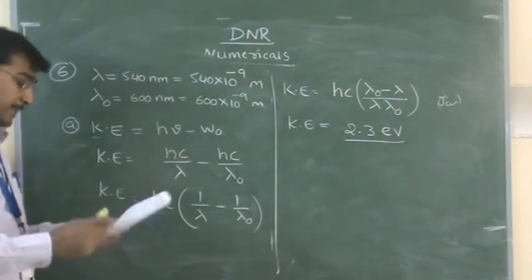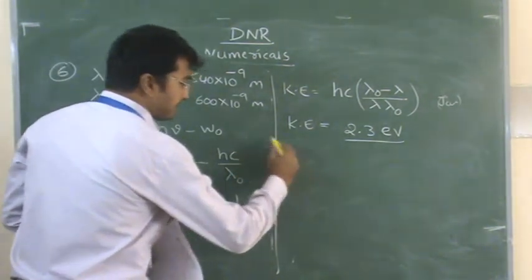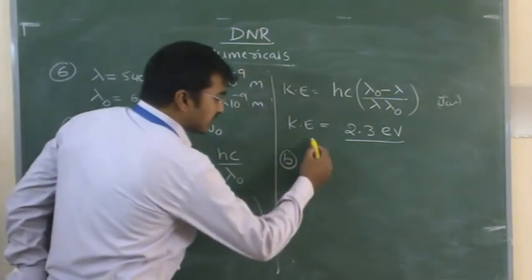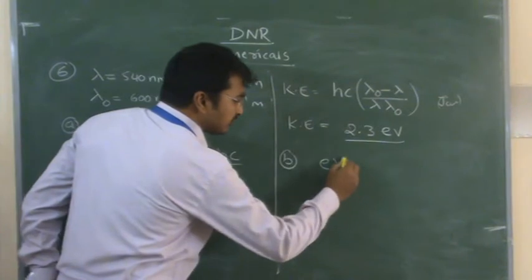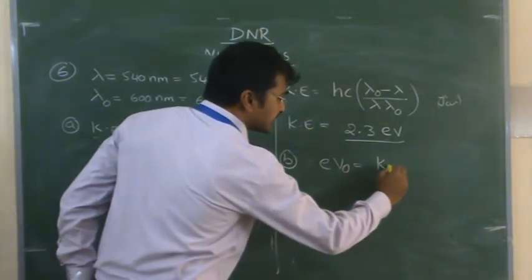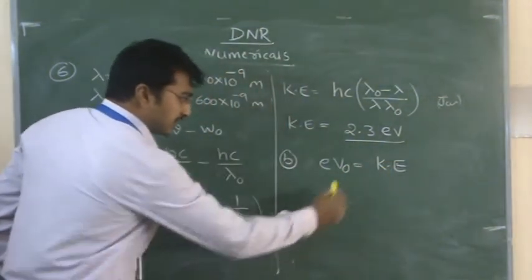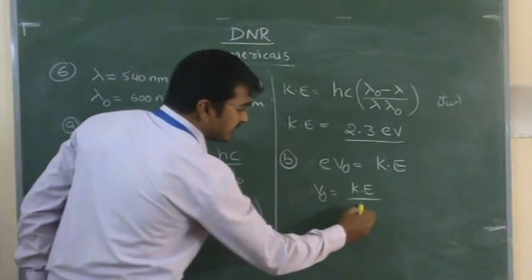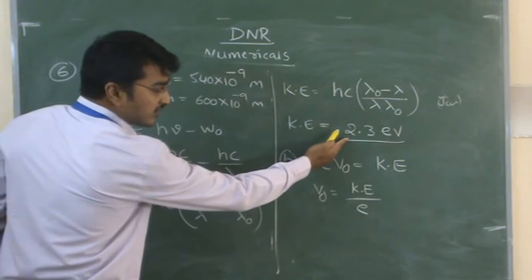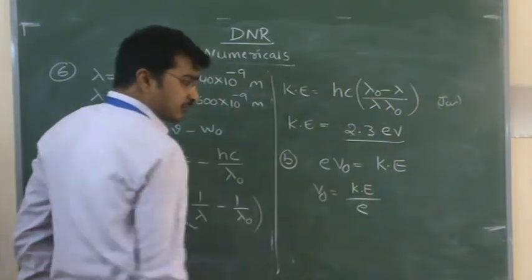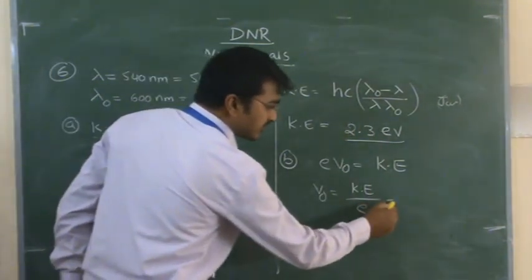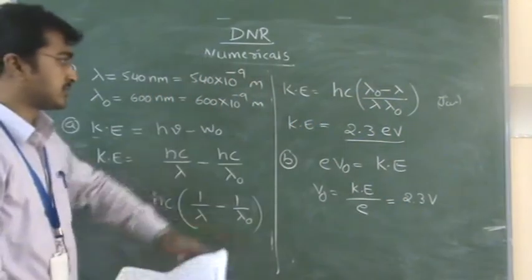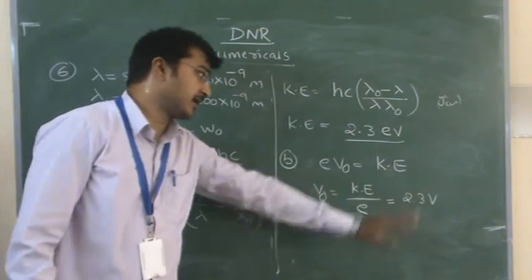Next, part B. What is B? Stopping potential. We use this formula: kinetic energy is equal to eV naught. Then stopping potential is equal to kinetic energy divided by e. Already we have kinetic energy 2.3 electron volts divided by e, so it comes to 2.3 volts. That is the stopping potential.